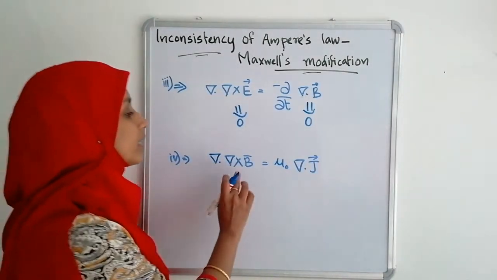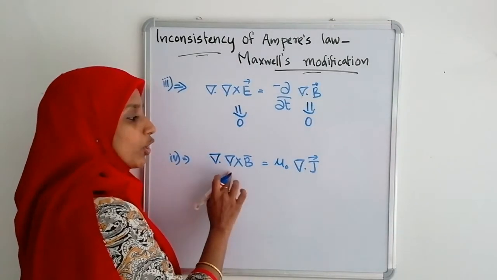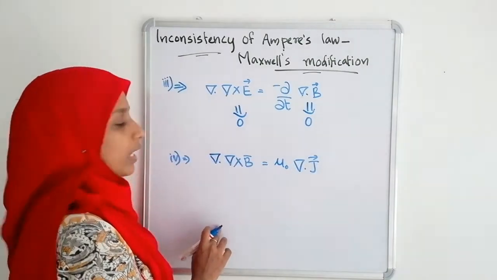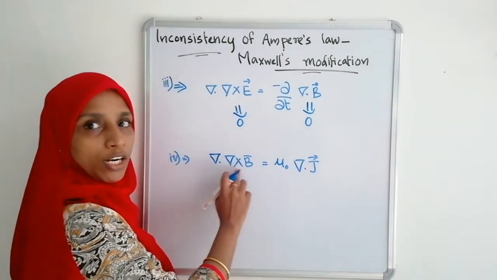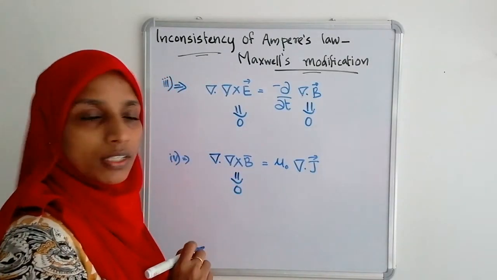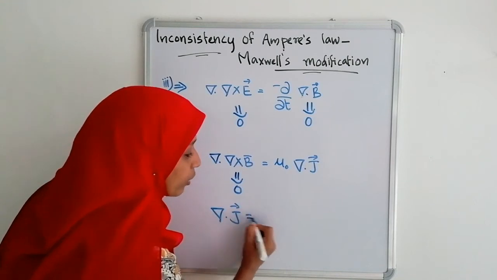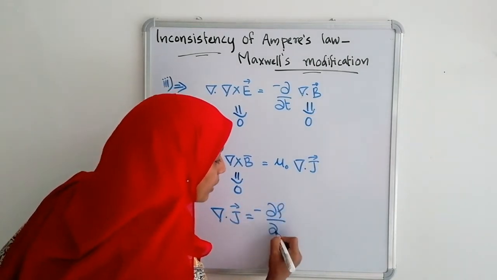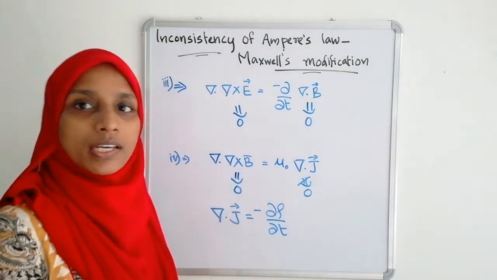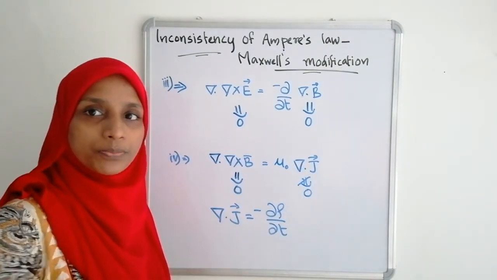Now, we can consider del cross B is equal to mu 0 J and apply the divergence. Del dot del cross B is equal to mu 0 del dot J. And mathematically, divergence of curl of a vector is 0. So, the LHS will be equal to 0. But as we know, according to continuity equation, del dot J is equal to minus dou rho by dou T. The RHS will not be equal to 0. That means there is some inconsistency in the Ampere's Circuital Law.